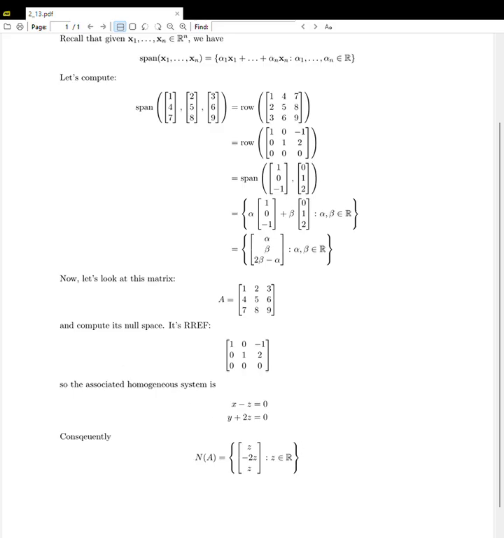Pretty exciting stuff there. And in fact, this is going to be our best friend here. Because note, what does this null space tell me? Well, it tells me that there are non-trivial solutions to the associated homogeneous system. So in particular, let's note that a specific vector belongs to the null space.